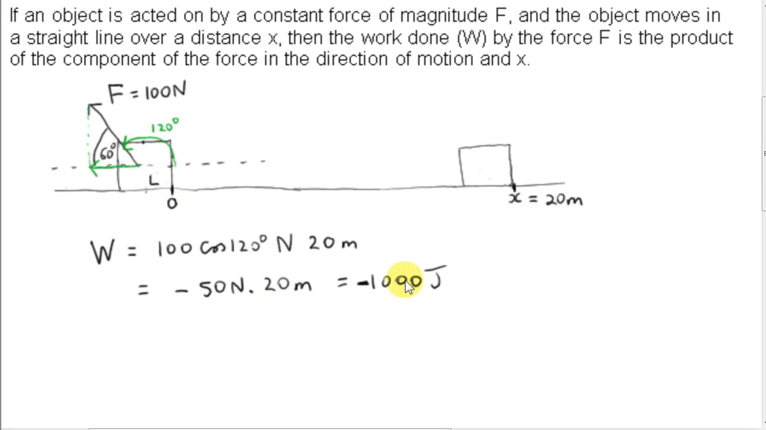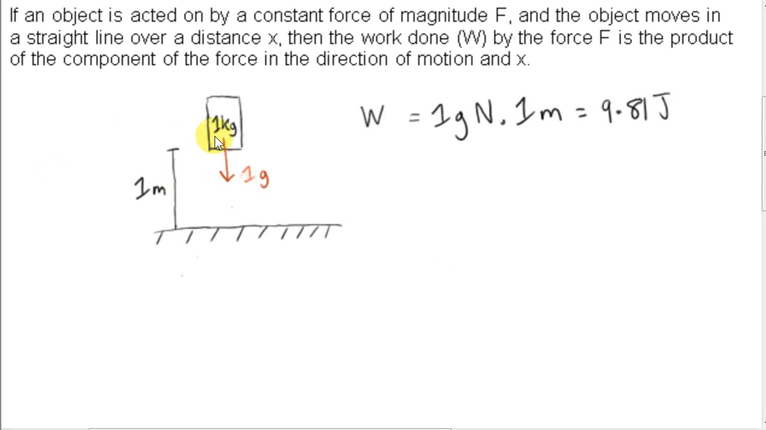So we always get a negative value for the work done by a force if the component of that force is in a direction that's opposite the direction of motion. Now let's consider the work done by the force of gravity on a bag of sugar as it falls through a distance of 1 meter. So it falls vertically down to the floor. Well, the force of gravity on the bag of sugar, or the weight of the bag of sugar, is entirely in the direction of motion of the bag of sugar if we let the bag of sugar fall vertically down.